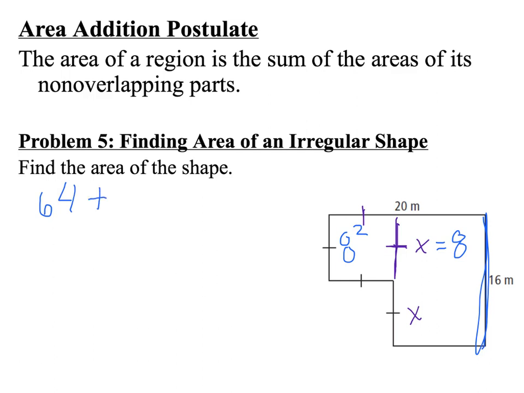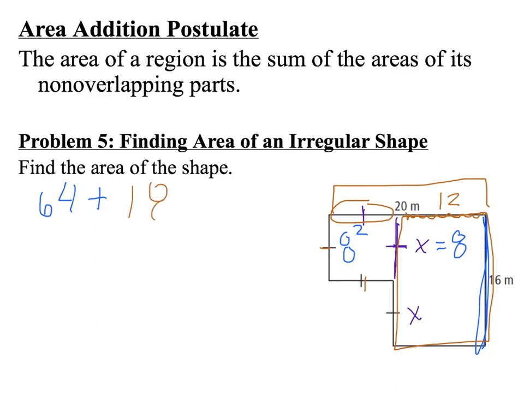I'm going to have to add that to my rectangular part. Now looking at my rectangular part, I don't know what this is equal to. But I do know what the whole thing is equal to, and I do know what this section is. So I can subtract that from 20. So 20 minus 8, which we already found was 8 because of the dash marks, would give me 12. Now I can find the area of this rectangle, because my base would be 12 and my height is 16, which would be 192.